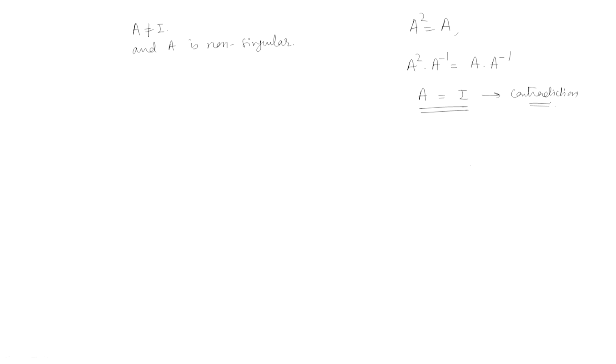So that means if A squared equals A, that is, for an idempotent matrix, and if A is not equal to I, it must be singular, because if it is non-singular, then we get a contradiction. So an idempotent matrix excluding the identity matrix is always singular, that is, its inverse does not exist.